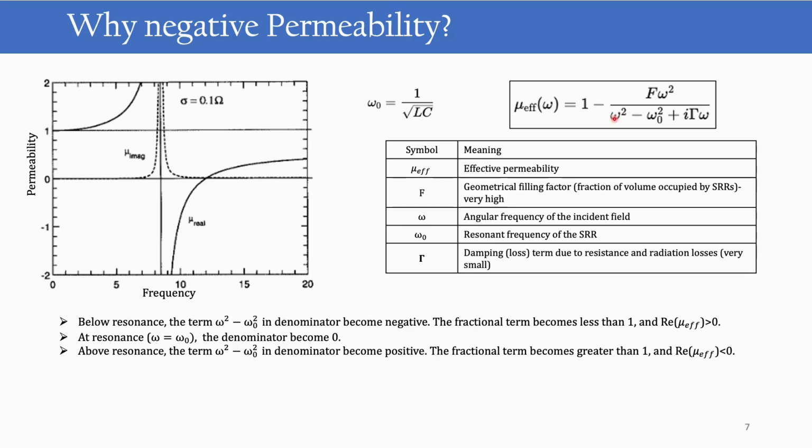And above resonance, omega becomes greater than omega 0 and this term becomes positive, and this is like 1 minus some value. As this value F is very high, this becomes greater than 1, so it will be like 1 minus some greater value, which will result in mu effective less than 0. So here you can see that just above resonance, we are getting effective permeability less than 0. This is our area of interest where our SRR structure provides a negative permeability, and this is the relation showing the resonant frequency and the effective permeability.